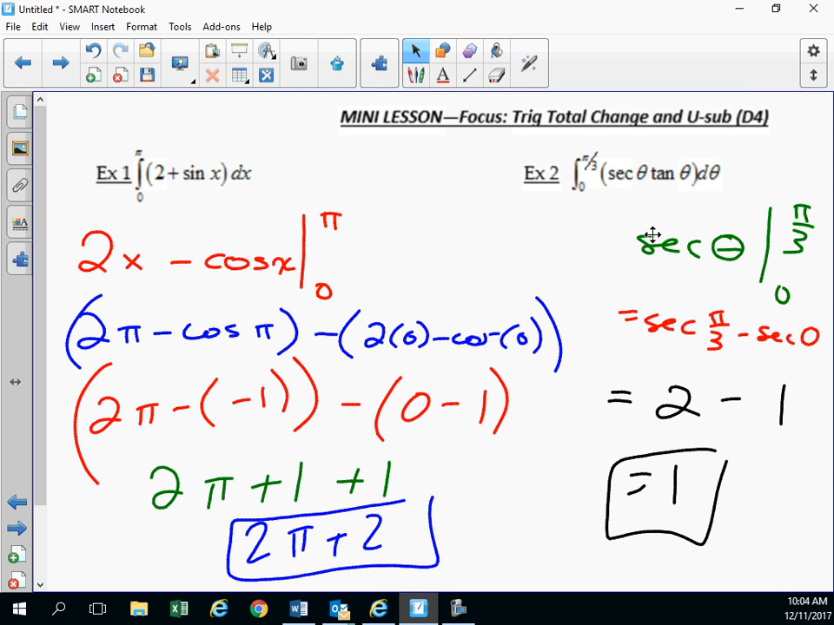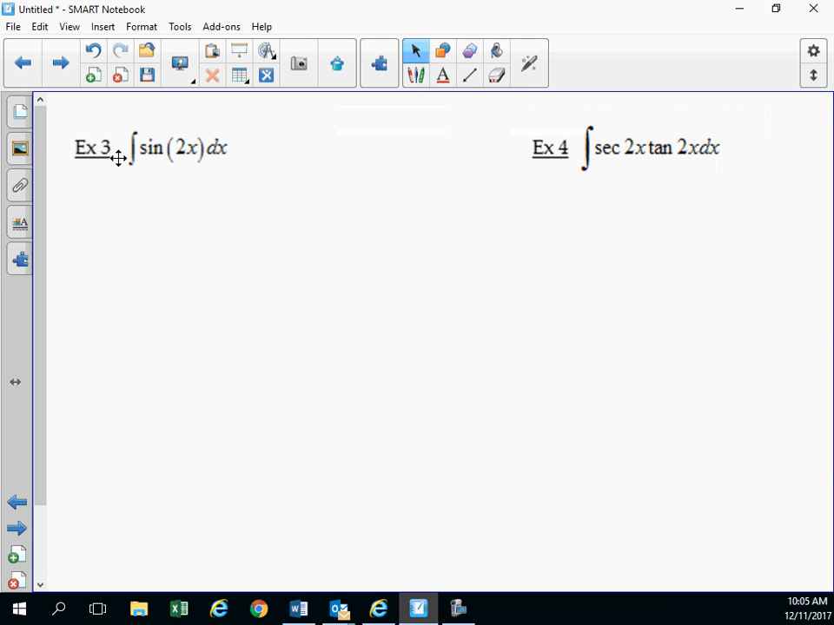The answer is literally just 1. Again, this is remembering that the integration of secant tangent is just plain old secant, because the derivative of secant is secant tangent. Alright. Let's talk about number 3. What's different with number 3? There's a 2 sitting with that, isn't there? Yes. It's not a plain old x. It's got a 2 sitting in front of that x. Because there's a 2 in front of that x, you have to do more work. You have to use u substitution.